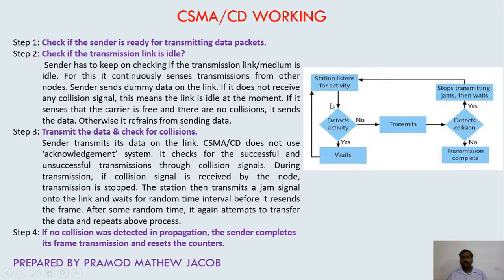The flowchart for this is shown here. First, the station listens for activity. Activity means whether any transmission is occurring in the communication line or not. If it detects activity, then it will wait for a finite amount of time. If there is no activity, then it will start transmitting the data. If a collision is detected, then it will stop transmitting and jam the communication, and then it will wait for a finite amount of time and again start listening for any activity, and the process continues.